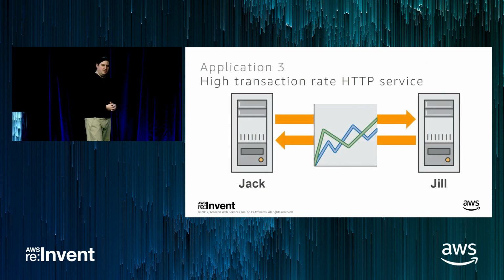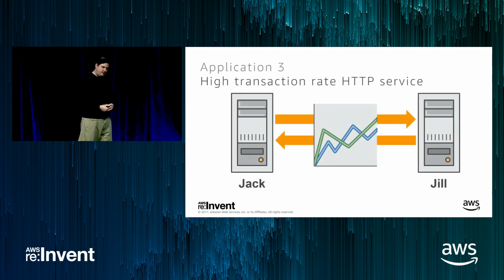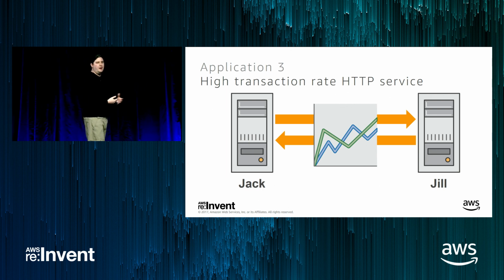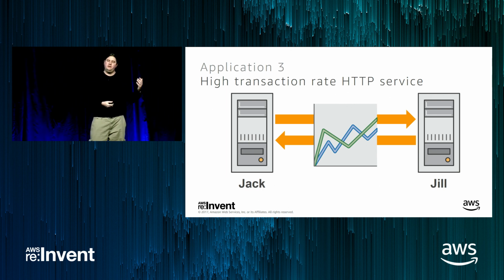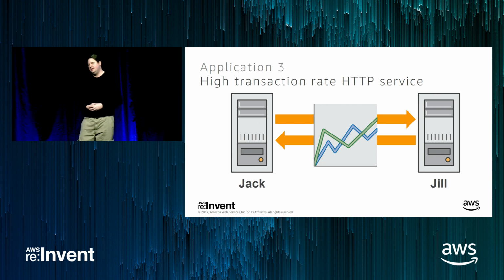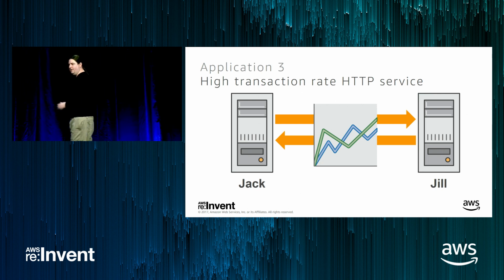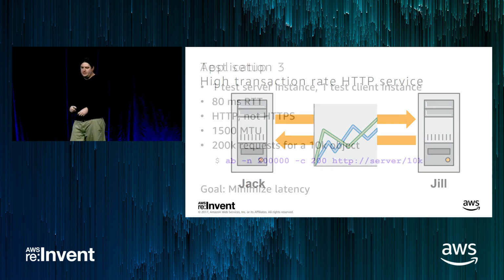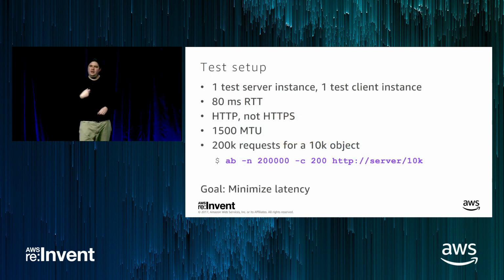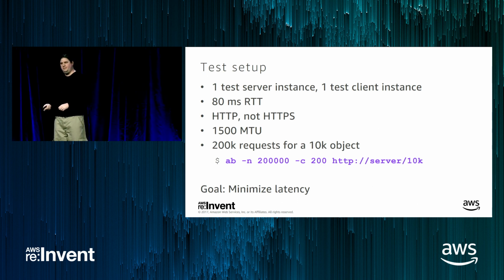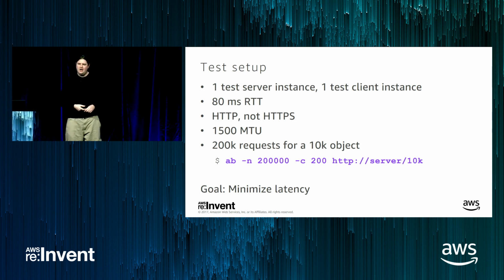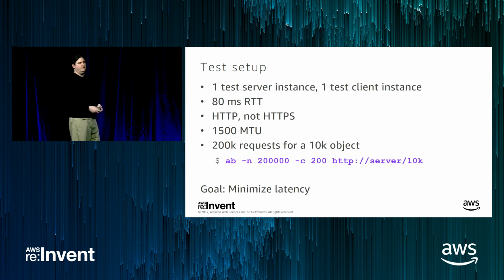OK, third application. This one is going to be a high transaction service. Now, this one, I'm actually going to use HTTP. The previous examples were all HTTPS with SSL. And the reason is I'm going to be going down to looking at individual packets and what's going on there. My instances are a little bit farther apart this time. I'm going to assume there's a 1,500 byte MTU. And I'm going to make 200,000 requests for a little tiny 10K object.